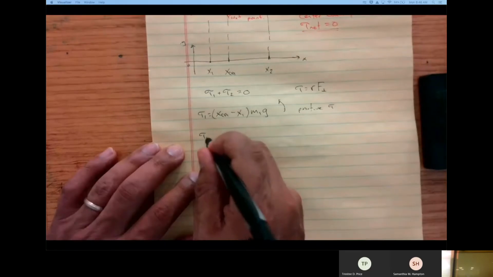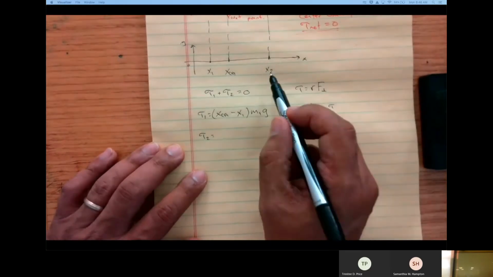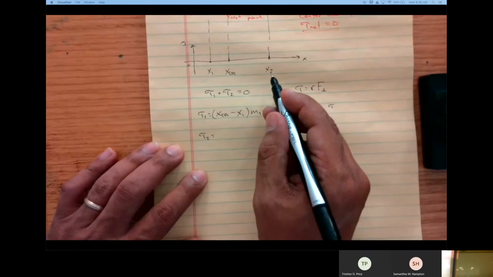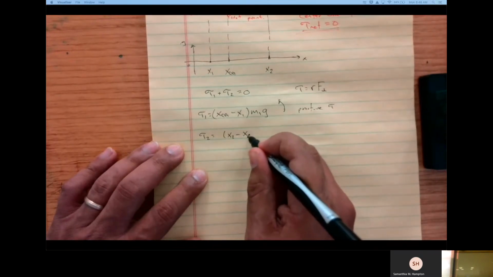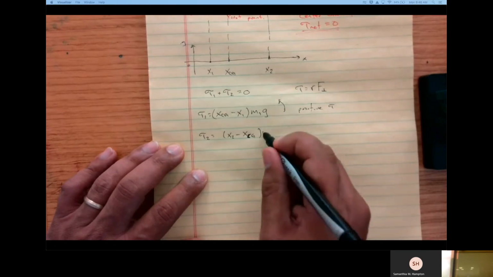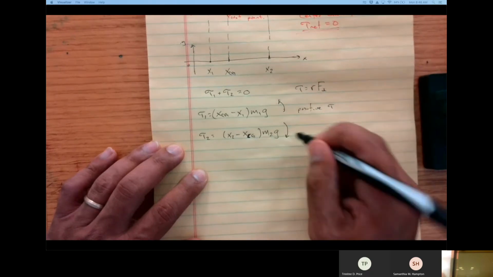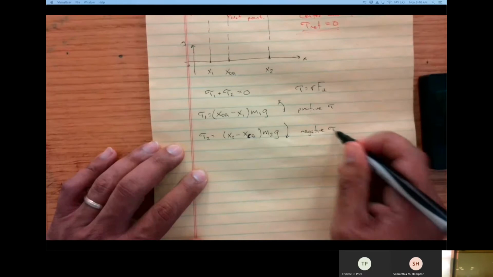Now for tau 2, the distance R is going to be the position of x2 minus whatever that center of gravity is, times m2 times g. And this is going to be rotating clockwise, so we're going to have a negative torque. So we're going to have a negative here.